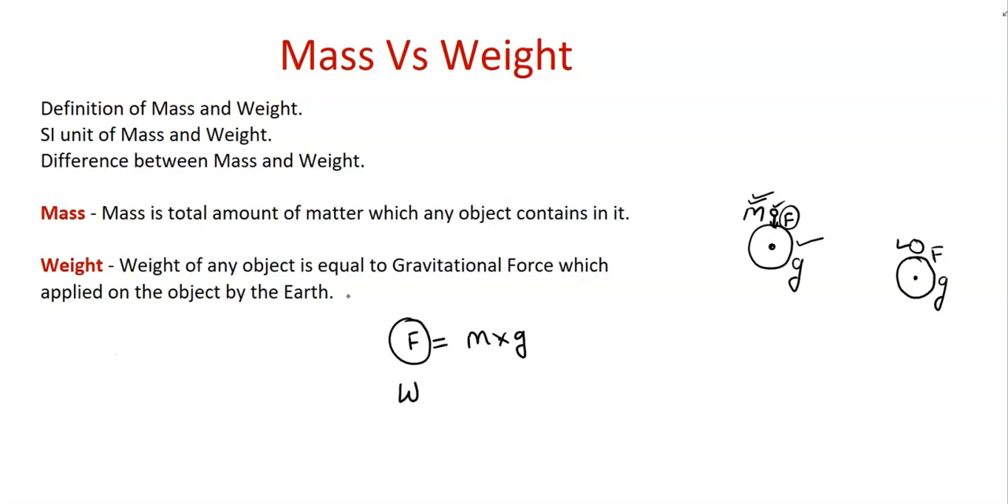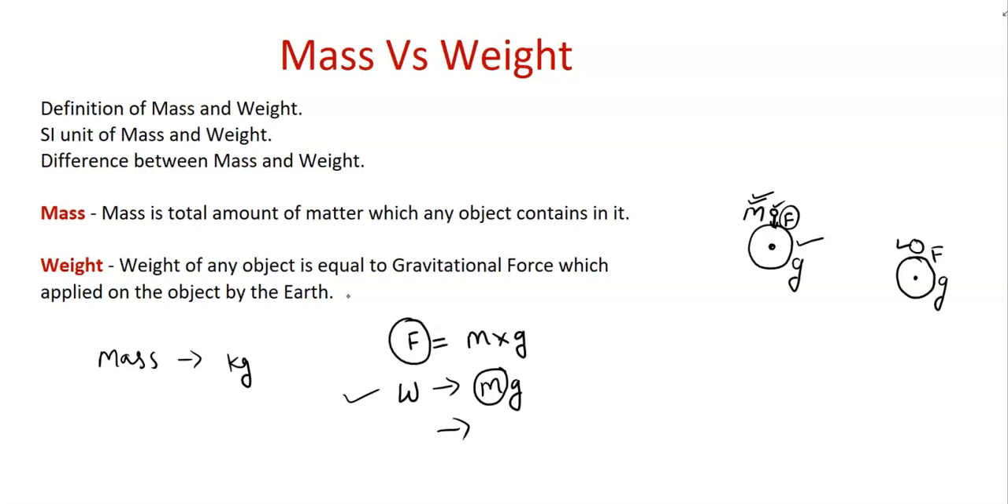So this force is equal to the weight now, so we replace this force with W. So it is mass into acceleration due to gravity. This is the formula to count the weight. If any object has mass, then its weight will be its mass multiplied by gravity. Now what is the unit? Unit of mass: mass is measured in kilogram, so the unit of mass is kg.